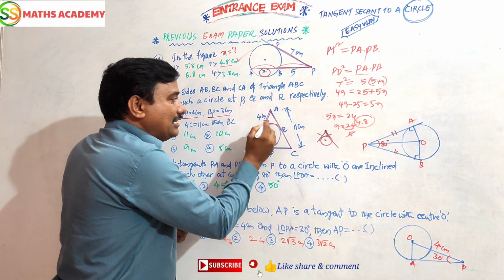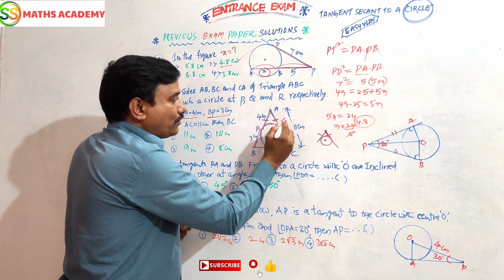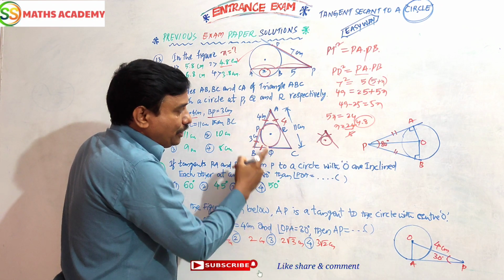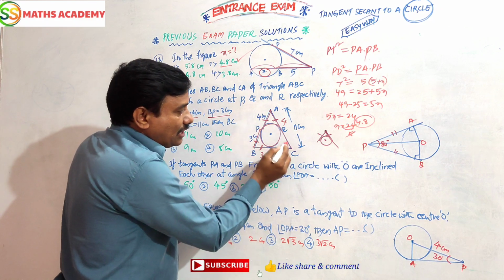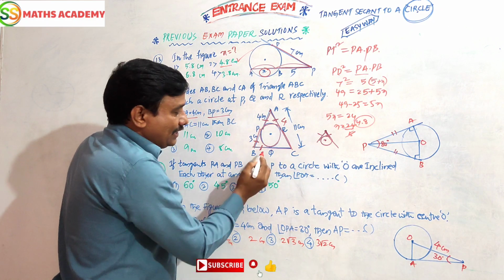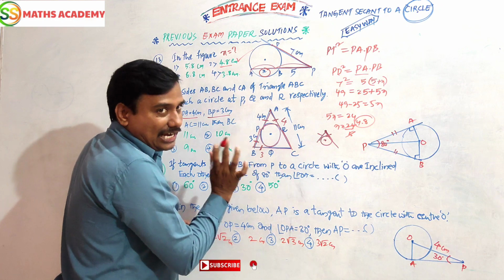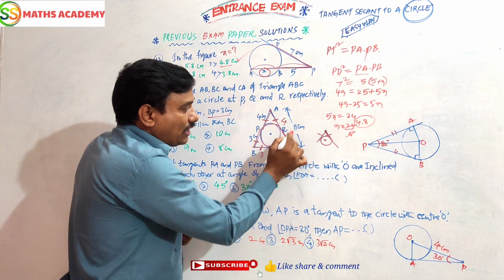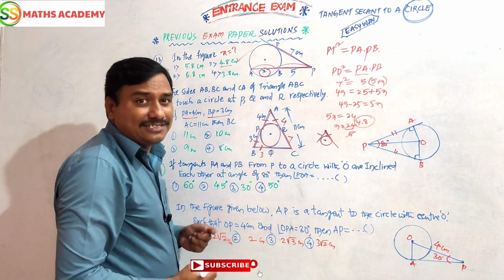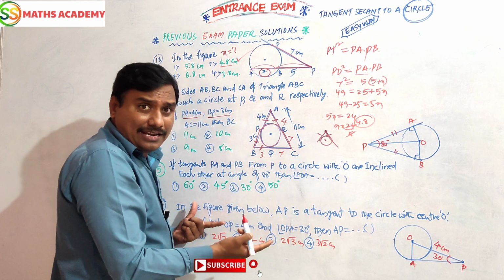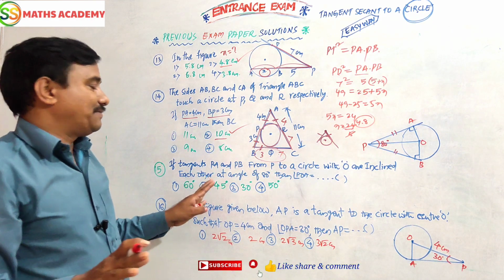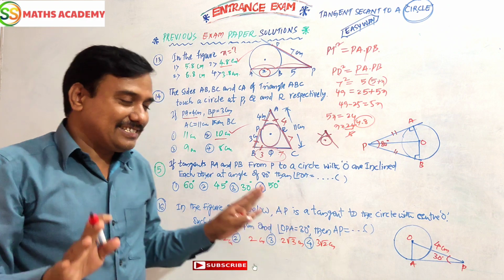That means this is 4, this is 4. This is 3, this is 3. BP equals BQ, AP equals AR. Now what about RC? I want BC. If you know RC, then automatically QC will come. Total AC is 11, 11 minus 4 is 7. This is also 7. 7 plus 3 is 10. This is your answer. Finish. Got it?